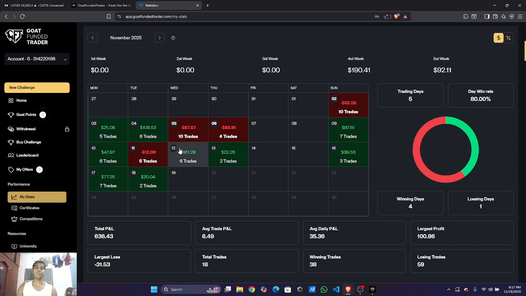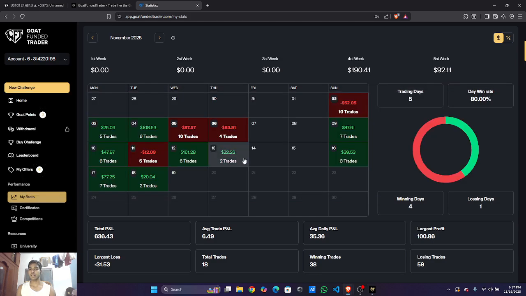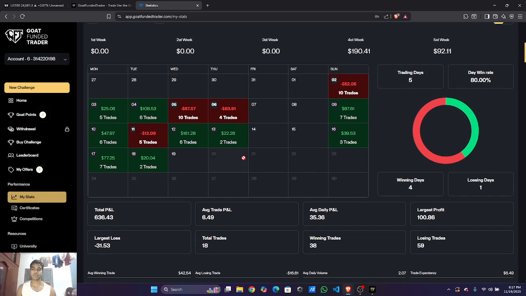So guys, 1, 2, 3, 4, 5 consecutive days of winning, and today we pass our challenge. You can see the balance 5503. That means we just made 10% and we clear step one. Now we have to clear step two, that is the target of 5%. That won't be that hard.